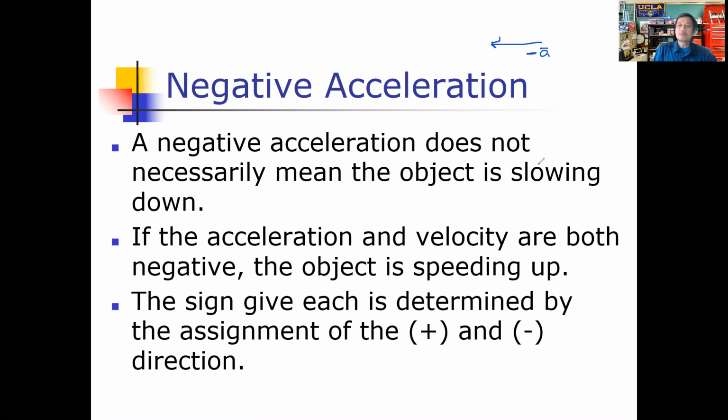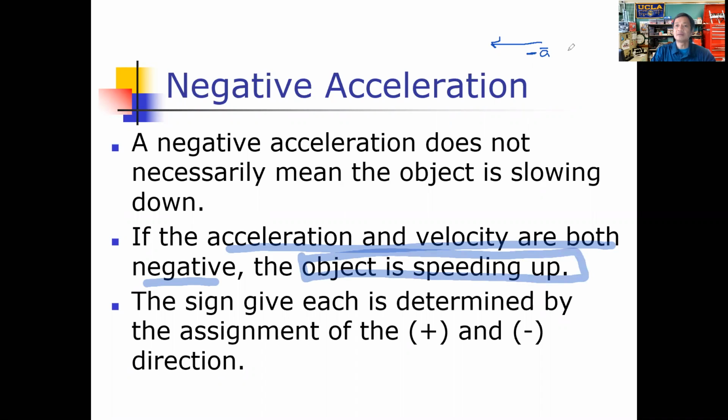Remember, speeding up or slowing down depends on the sign of the acceleration when compared to the sign of velocity. And so what you need to keep in mind here is that if the acceleration and velocity are both negative, and I'm going to highlight this again for you folks, I want to make sure you understand this. If the acceleration and the velocity are both negative, which means that they have the same sign, the object is speeding up. You have an object speeding up because they have the same sign.